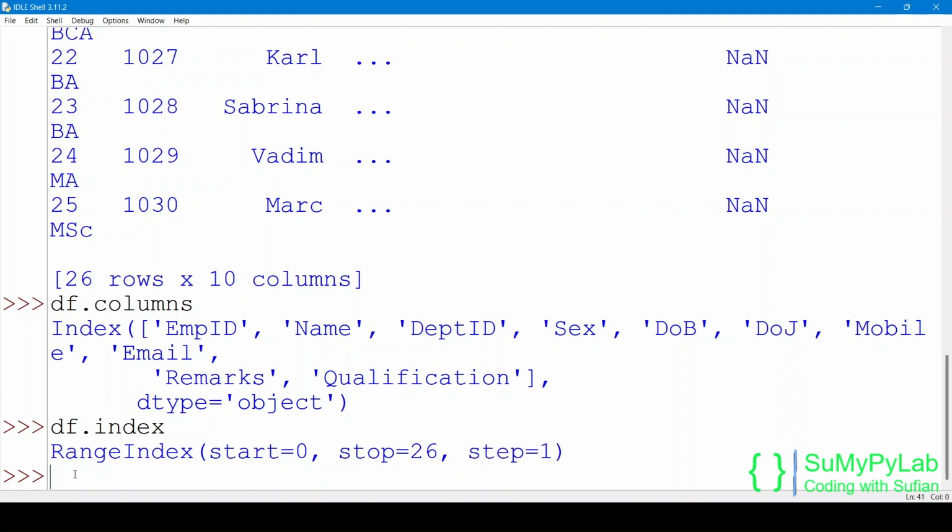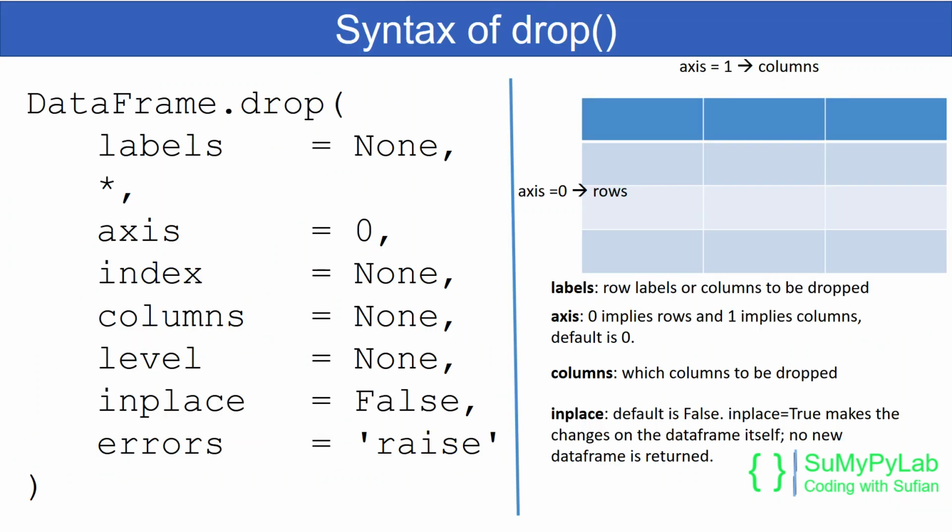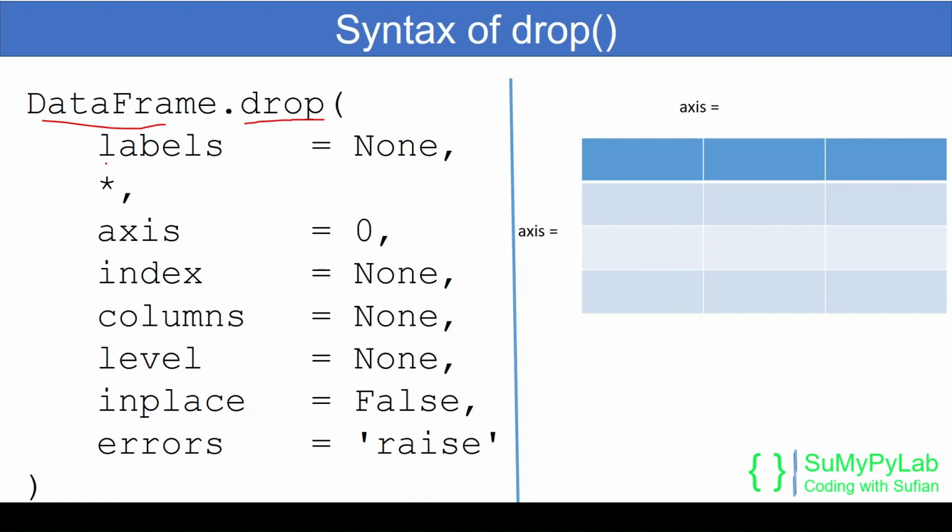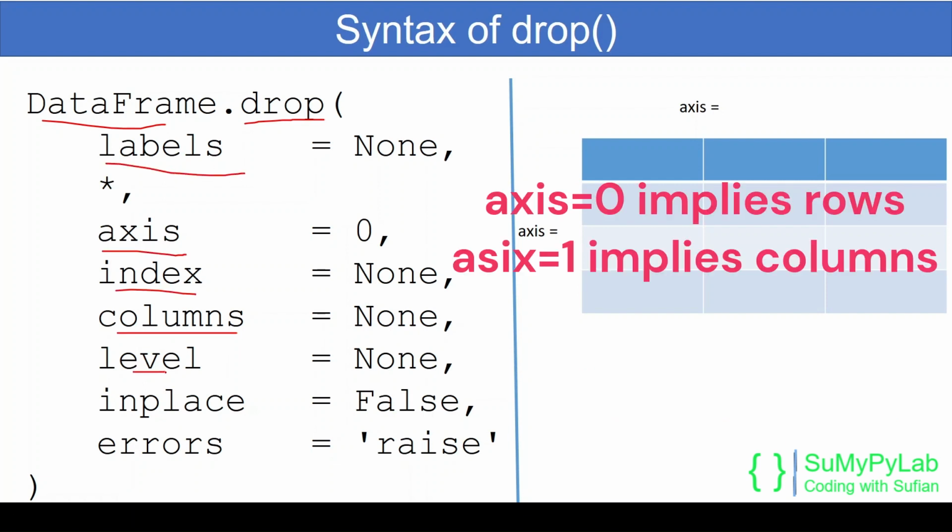We may use the Pandas drop method for dropping rows and columns from a data frame. The syntax of the drop method is shown on the screen. As we can see, the drop method takes a number of parameters. We will learn these one by one in our examples. Axis and inplace are two very important parameters. Axis equals 0 implies rows of the data frame.